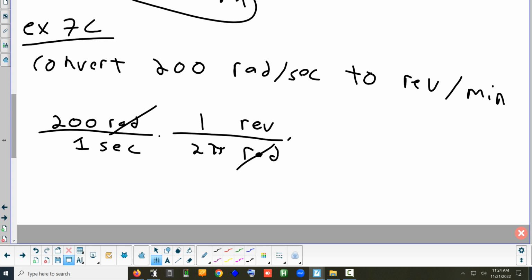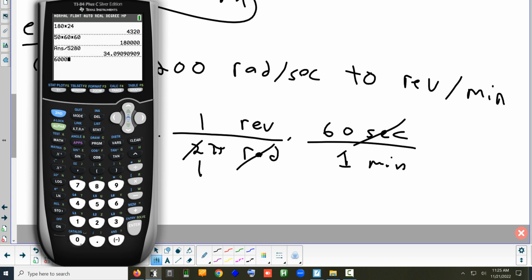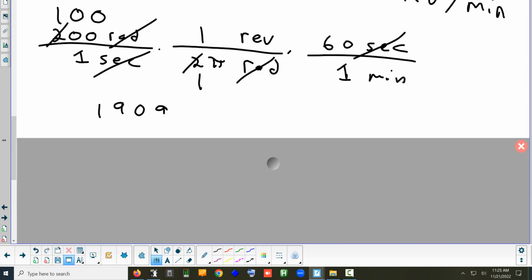Now the time unit we've already done. 60 seconds in 1 minute. So actually I can reduce that if I want first. So it's 100 times 60, which is 6,000, divided by pi. So 6,000 divided by pi, 1,909.9 revolutions per minute.